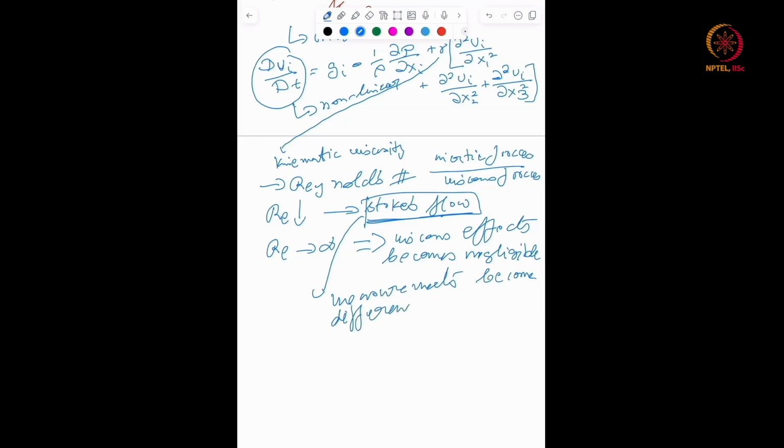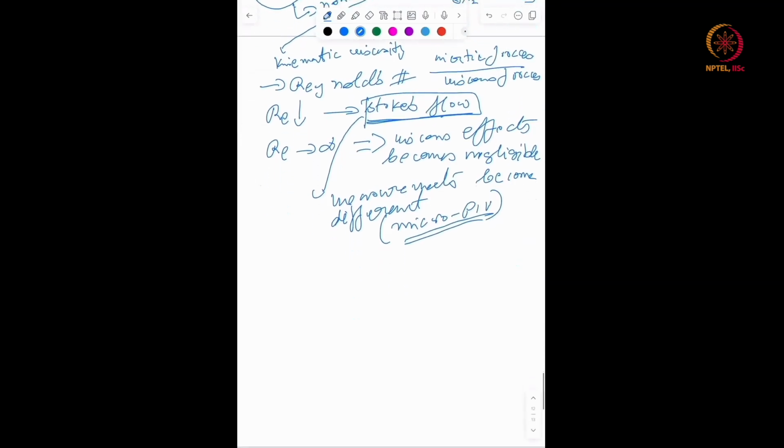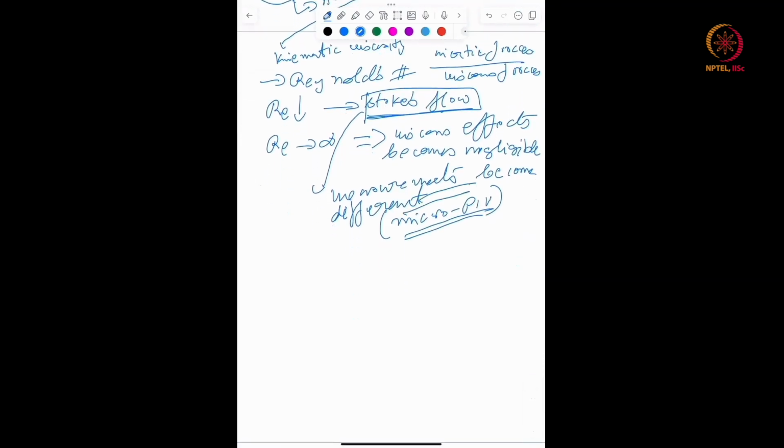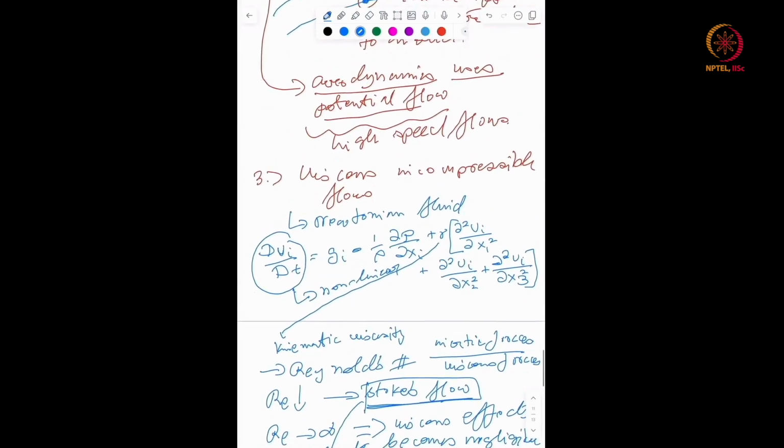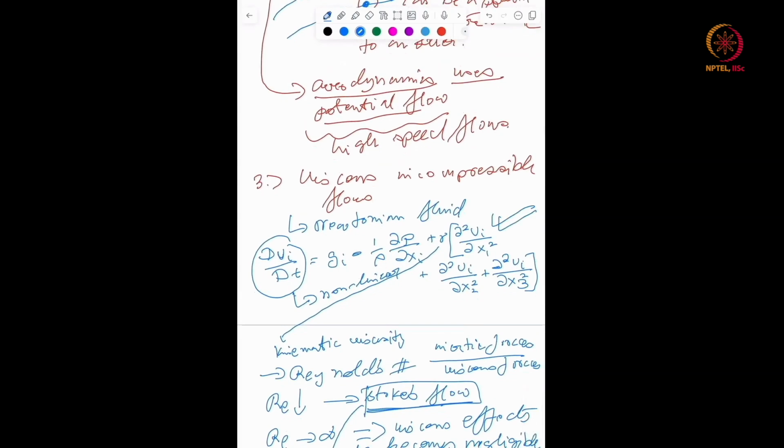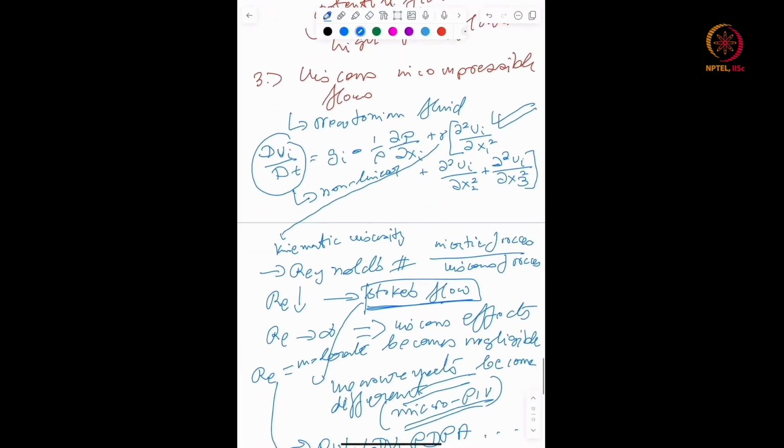When we do micro PIV, we will see something like this, and the flow Reynolds number is very, very small. We use micro PIV. And for Reynolds number which is moderate, we will use PIV, LDV, PDPA, etc. This is what the Navier-Stokes equation actually looks like.